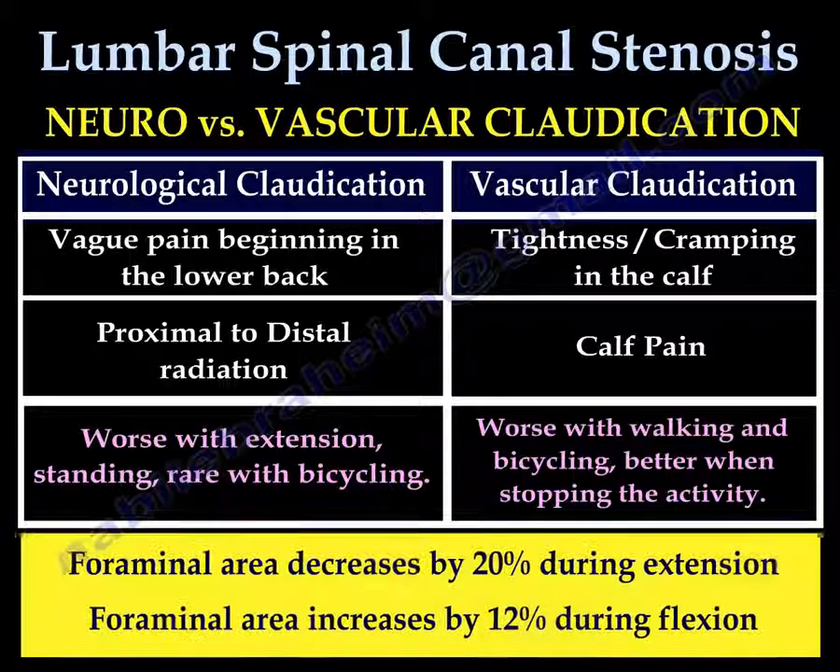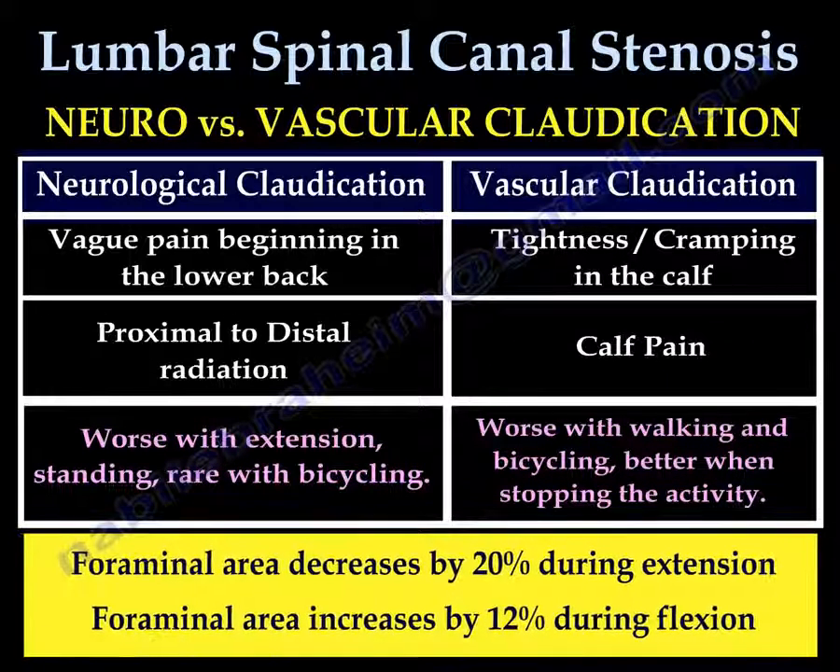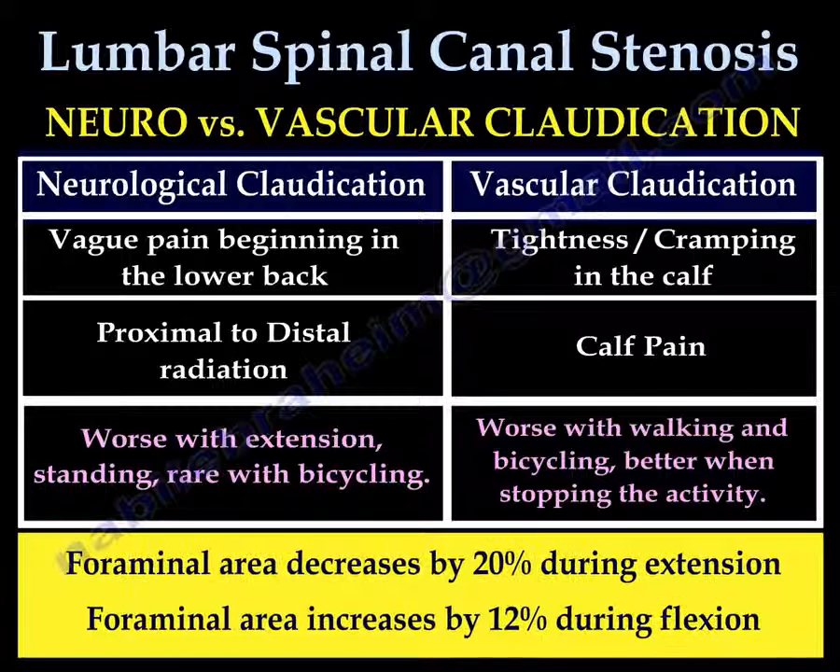Why is that? Because when you do extension of the spine, it narrows the foramen by 20%. It reduces the space available for the foramen by 20%. When you do flexion, you improve the size of the foramen by 12%. That's why flexion is good for neurological claudication.